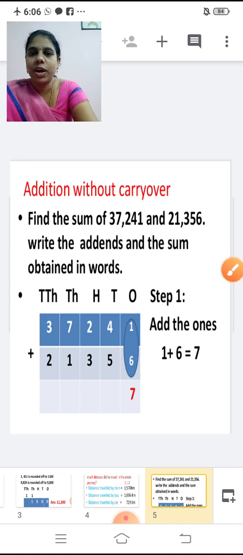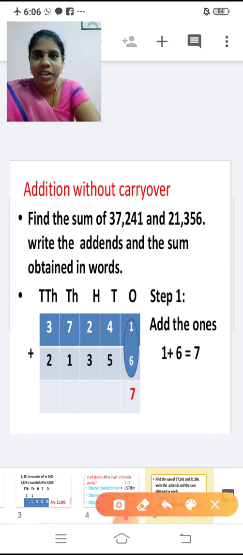Now we are going to do addition without carry over. We are going to add without carry over. So first, how will you add the numbers? We'll see now. Find the sum of, sum means addition, right? Find the sum of 37,241 and 21,356. Write the addends. What do you mean by addends?